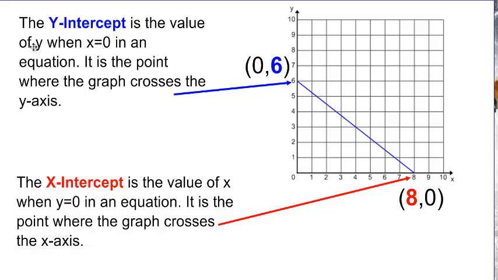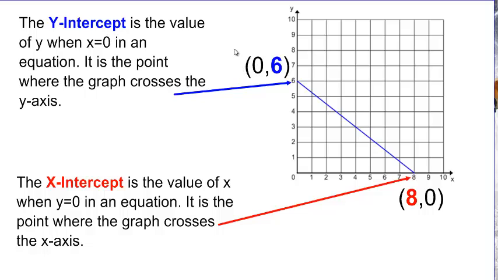The y-intercept is the value of y when x equals 0 in an equation. It is the point where the graph crosses the y-axis. So if we look on our graph, and we look up where it crosses the y-axis here at 6, we know our y-intercept is (0, 6), because we plugged in 0 in the x spot.